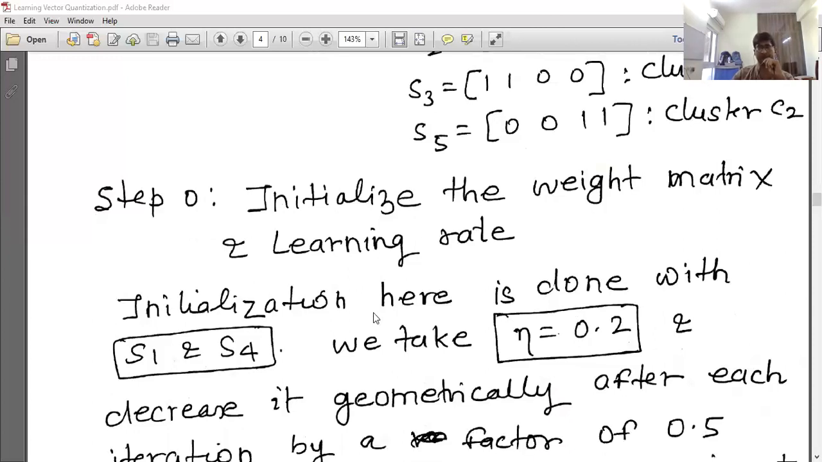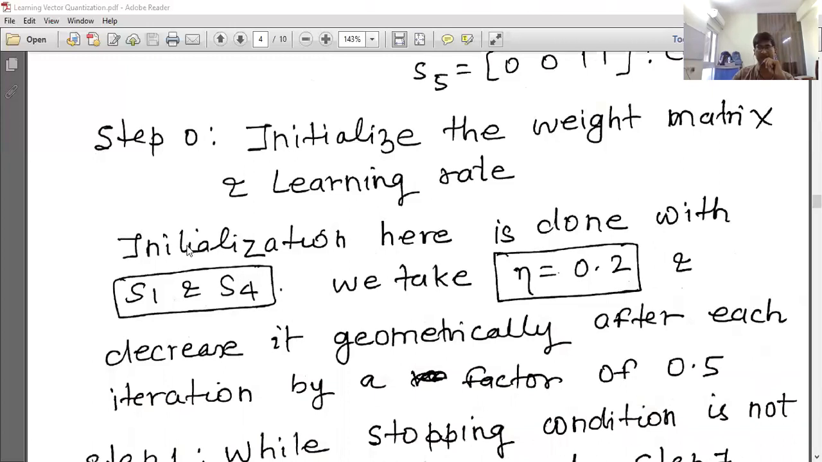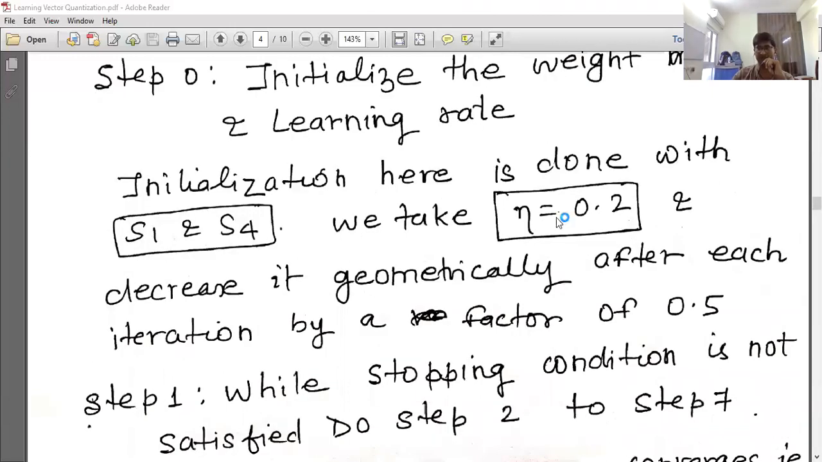And we have already initialized with S1 and S4, as I said. One thing more: as we have learned in the previous network of Kohonen also, this learning rate would decrease by some factor for each and every epoch till convergence takes place, right? So over here, what we have decided is that it would be geometrically decreased, that is, after each epoch, by a factor of 0.5. That is a standard way to do so, right?